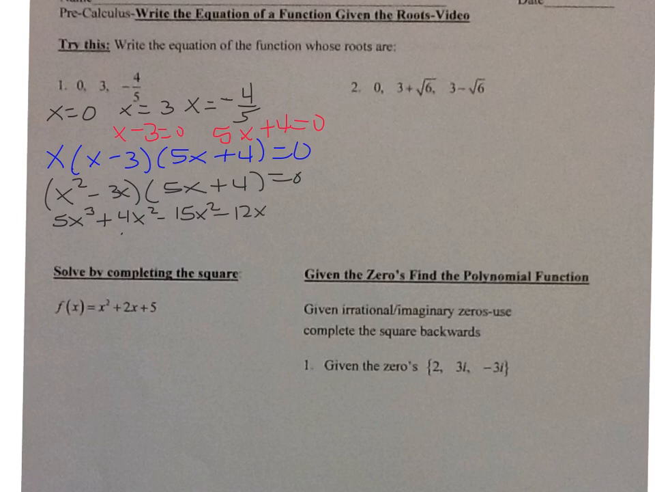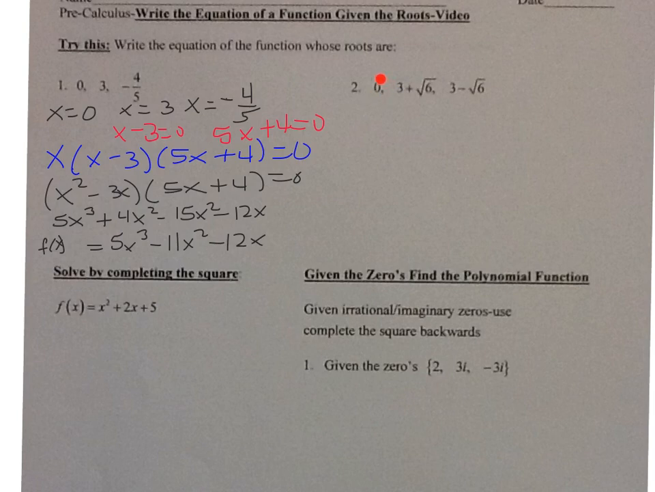Combine like terms, so I get 5x to the third. Positive 4x squared minus 15x squared is negative 11x squared. And then I have minus 12x, and we want to write this as a function, so it would be f of x is equal to 5x to the third minus 11x squared minus 12x. Okay, so let's look at the second one.